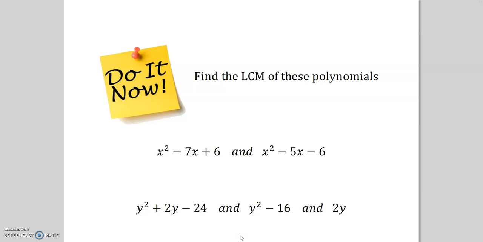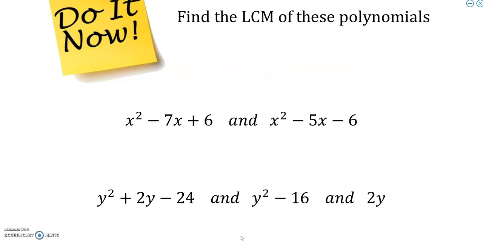All right, so we're finding the least common multiple of these polynomials. If you remember back, we were able to find least common multiples of just plain old numbers, and then we looked at finding the least common multiples of polynomials. So the first thing we're going to do is factor these so we can figure out what factors they have in common and what they don't.